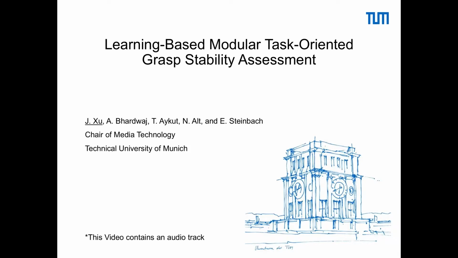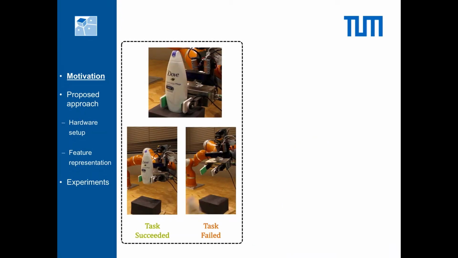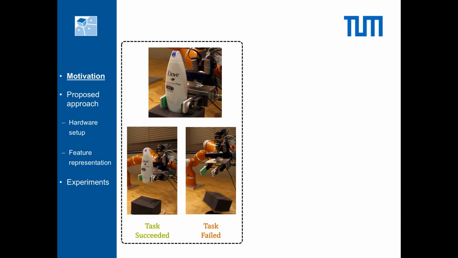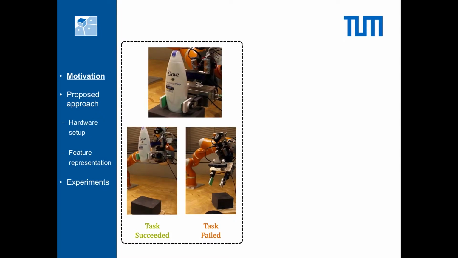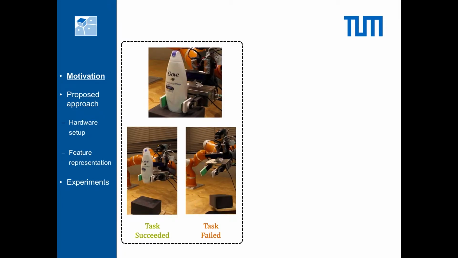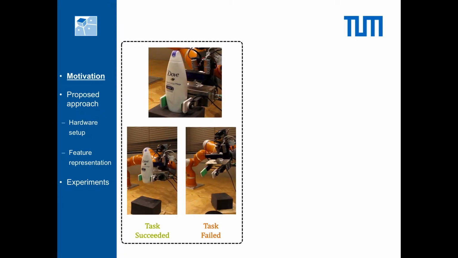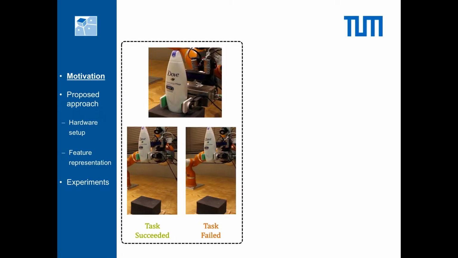This video presents a learning-based approach for task-oriented grasp stability assessment. Robotic manipulation tasks often fail due to sensory and object uncertainties. Therefore, it is essential to predict the grasp stability before a manipulation attempt. In addition, the prediction result should be task-oriented.